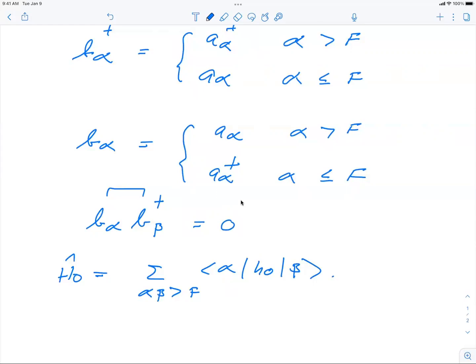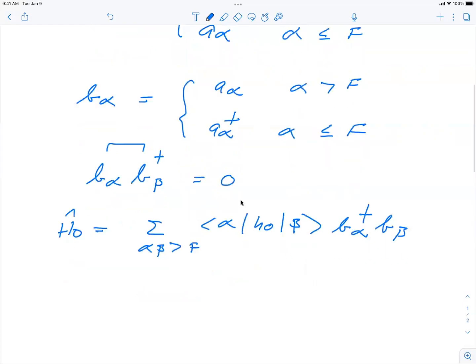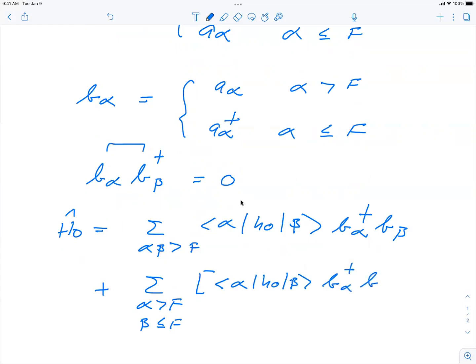And then we had the b-alpha-dagger b-beta, like this. So this looks like what we had before. But then we got additional terms. And then we had an alpha larger than F, and a beta less than F. This is something which we rewrote in terms of an alpha matrix element of beta. And then we had two creation operators, one for a particle state and one for a hole state. So we actually create a particle and we create a hole.